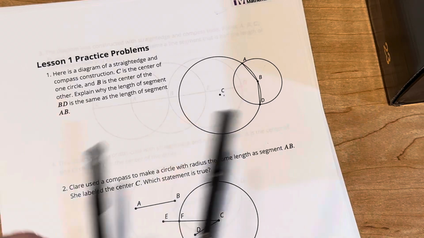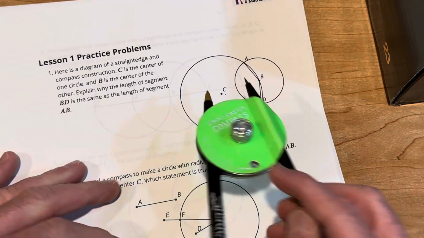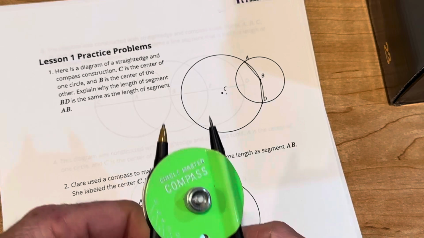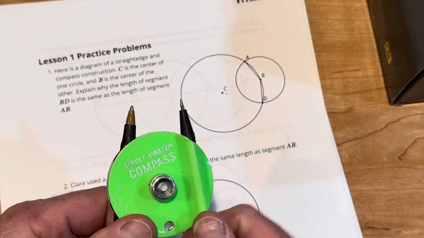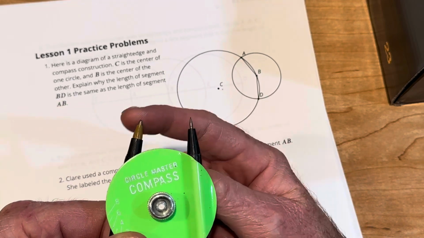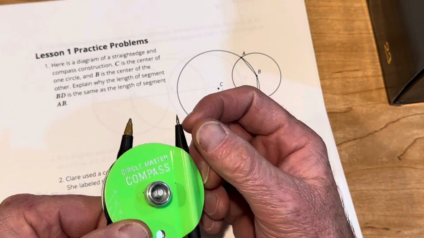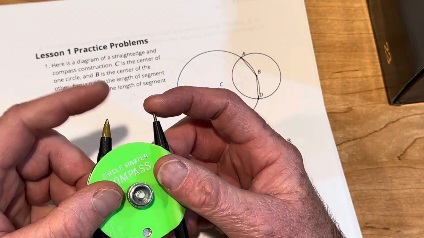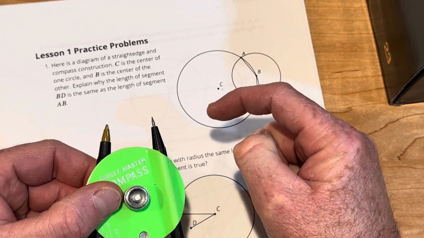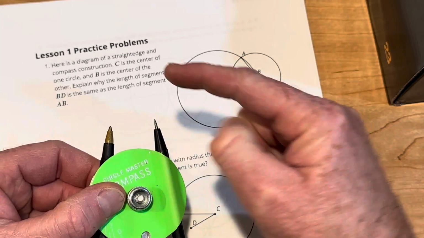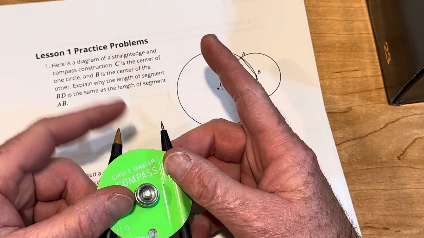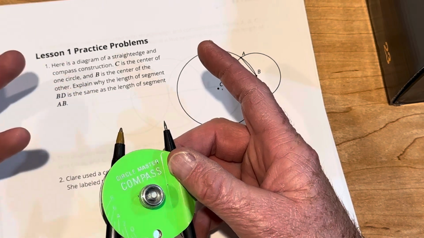Now, the way you can use the compass is the distance from the center, which is going to be the sharp point, to the pen or pencil or whatever you decide to use. That's going to represent the radius. Now watch this. Imagine this is the center. There's going to be a circle that goes around the center, and the distance is going to be from the point on the compass to the pen on the compass. That's going to be known as the radius.